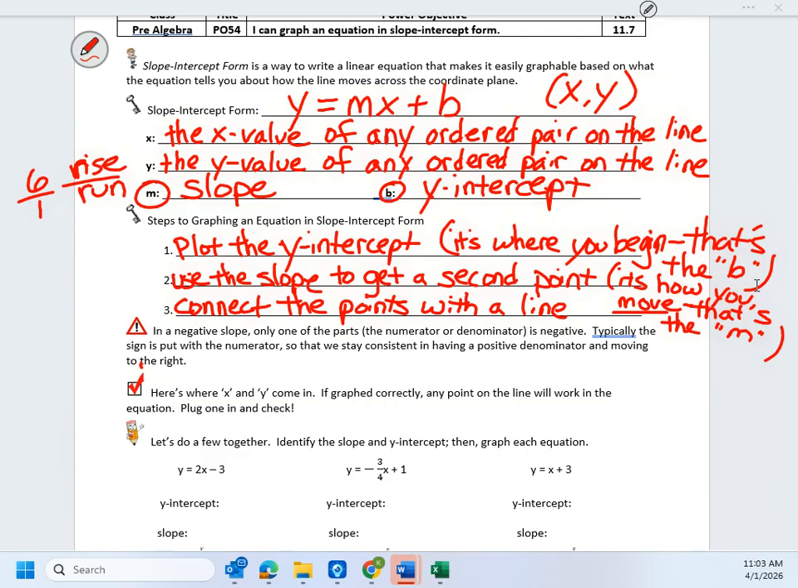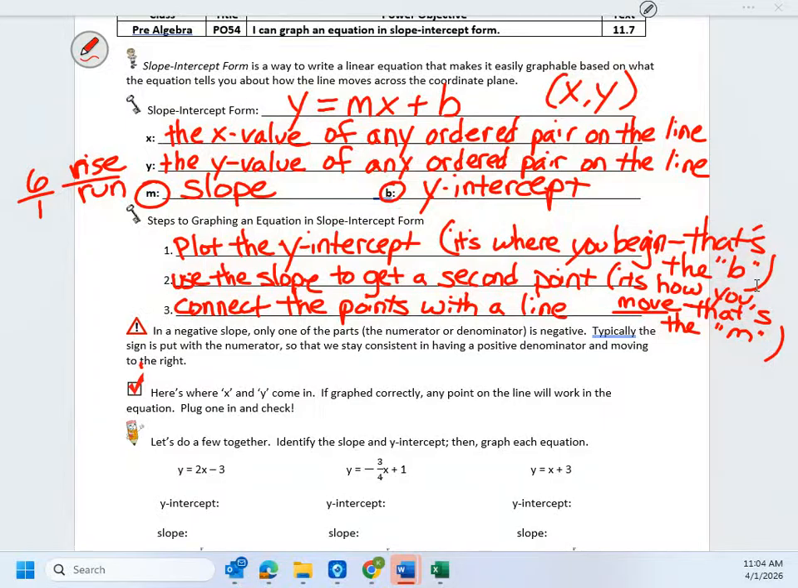Keep in mind, in a negative slope, only one of the parts, the numerator or the denominator, is negative. Okay, it's not both are negative. Because if both the numerator and the denominator are negative, we simplify it down to both being positive. So only one part is negative. Typically, the sign is put with the numerator so that we stay consistent in having a positive denominator and moving to the right, which is how we were practicing doing it when we did that rise over the run.